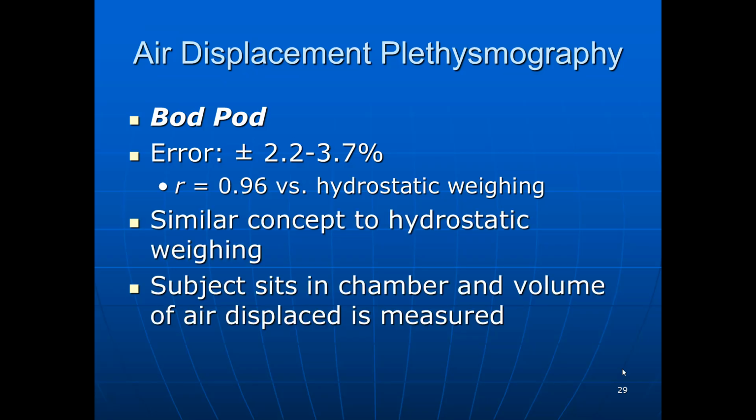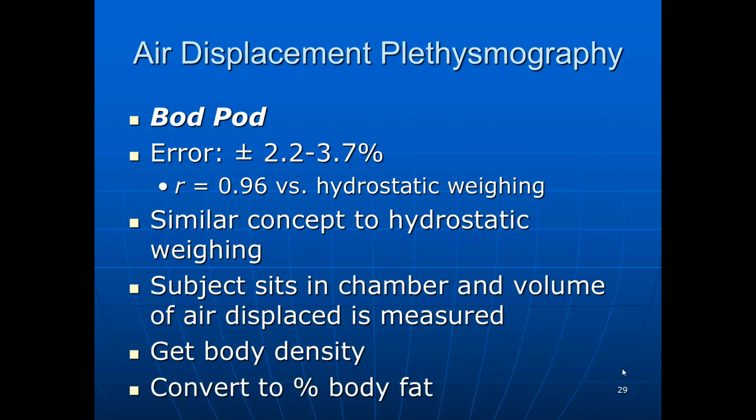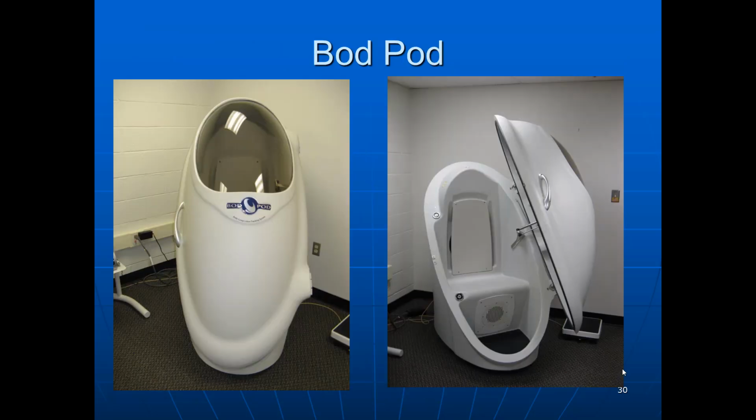So similar concept, but you sit in a chamber and the volume of air displaced is measured. From that, you can get body density. So we know mass, we get volume, then we can get density. But then we can use the Siri equation or something similar to convert that to percent body fat. So this is what the BodyComp looks like, and it's just an air chamber.